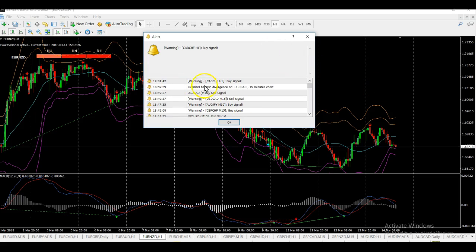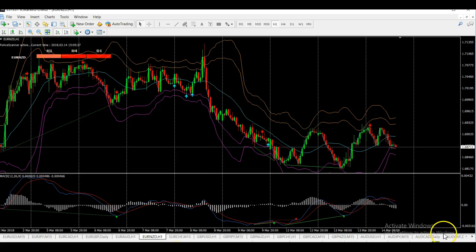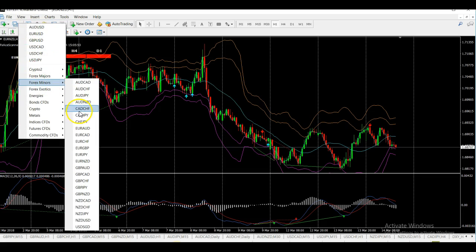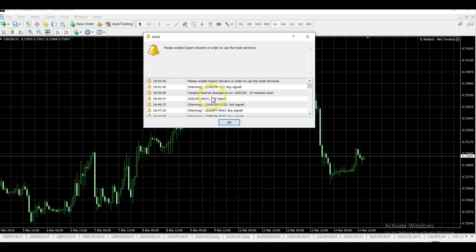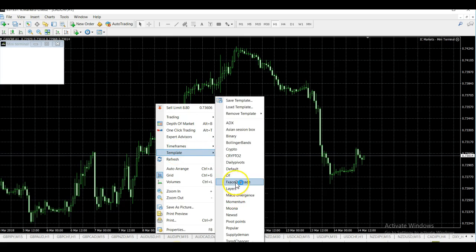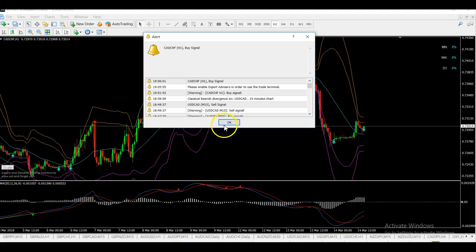So you can see I've just had a sell signal here, or sorry, a buy signal on the CAD Swiss franc. So I'm just going to head over to the Canadian dollar and Swiss franc. But it looks like I don't have it on the chart. So new chart, CAD Swiss franc. Okay, and we'll just load the template. You can see day trade, and there we go.